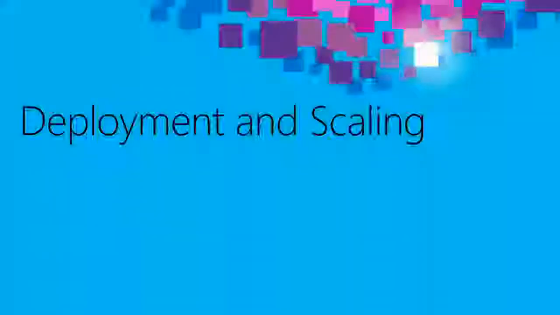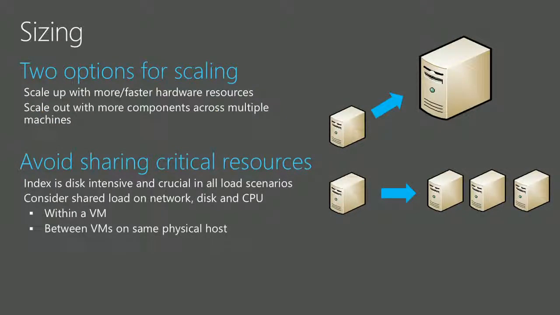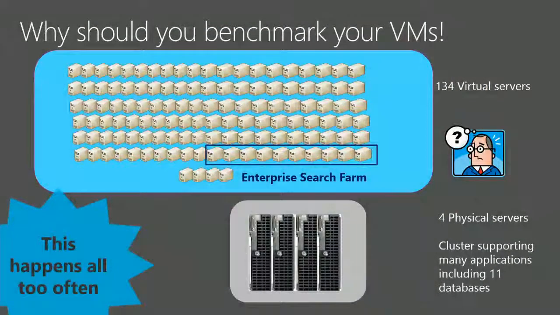All right, so deployment and scaling. Let's talk about sizing. There's a couple main options for sizing, in any enterprise software. You can scale up with bigger, better hardware, or you can scale out by moving components across multiple machines. One thing you want to be careful of here is to avoid sharing critical resources on the same machine. We have a cheat sheet coming up about which components are resource intensive: CPU, network, memory, disk. Got a good example here.